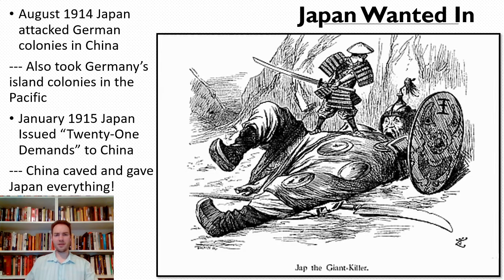So by January 1915, Japan does something really interesting. The politicians and the military leaders in Japan issue this document called the 21 Demands to China. They're worried that after the war is over, maybe they're not going to get to keep these German colonies, or maybe they're not going to get what they want. So they present these demands to China thinking, we'll get a couple of them.